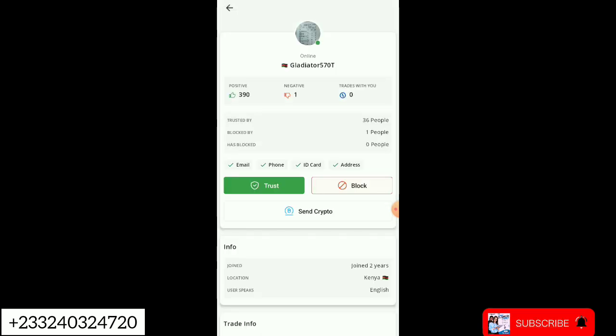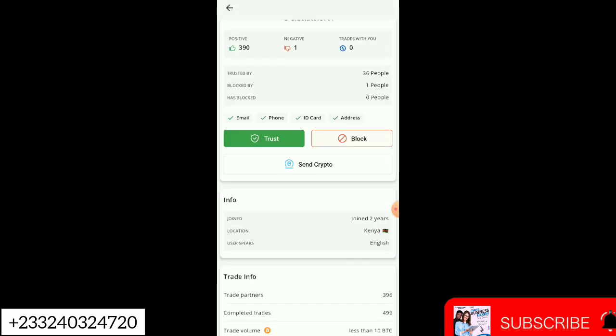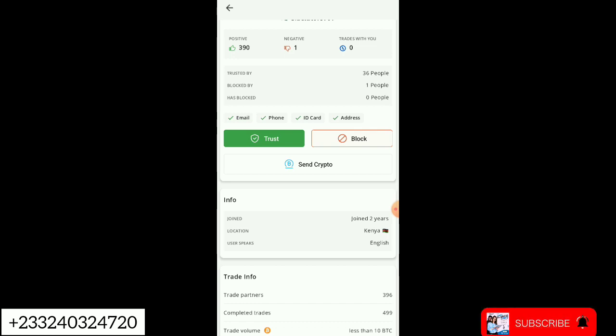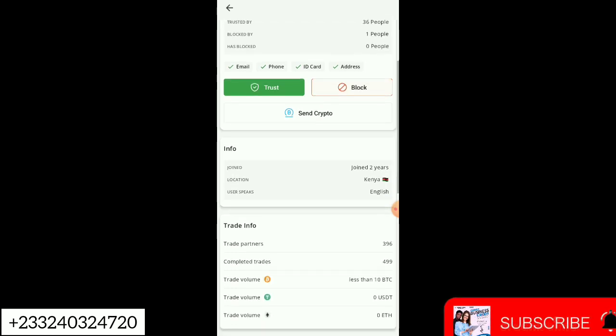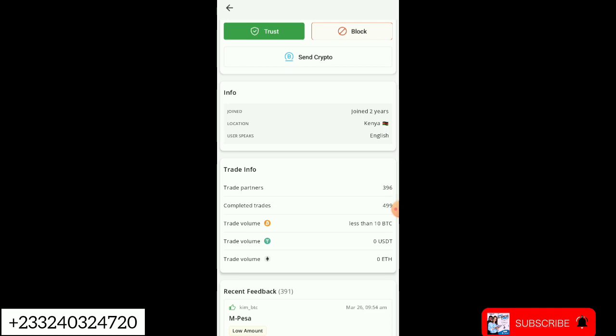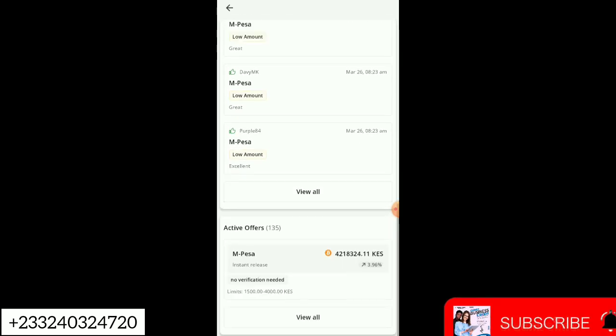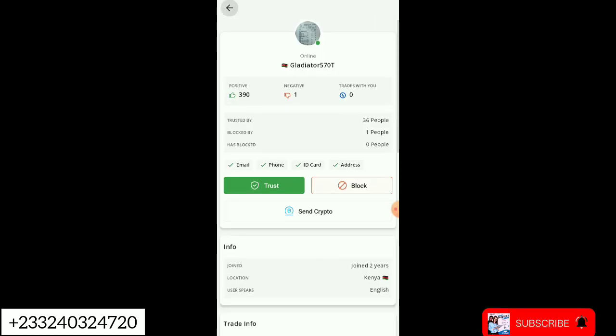You can click on About, and you can see everything. Trusted by 30 people, blocked by one person. That means he has done a trade with someone that didn't go through well, and the person blocked him. You see that? And the user speaks English, and the person joined 2 years ago, 2 years now. So you can read everything over here.